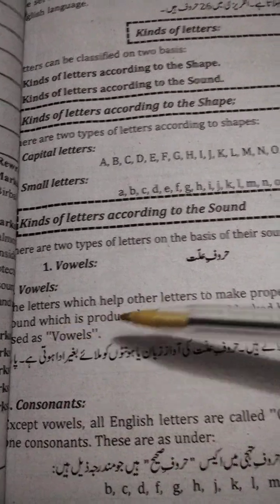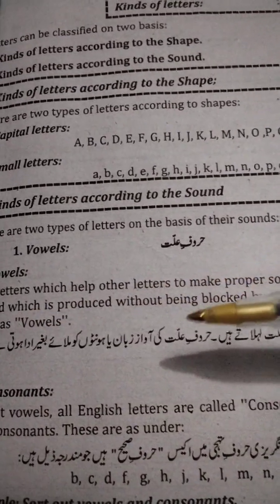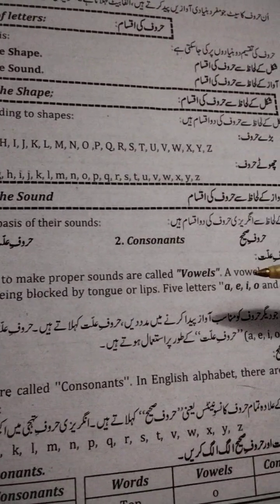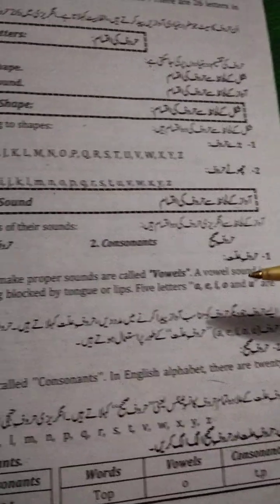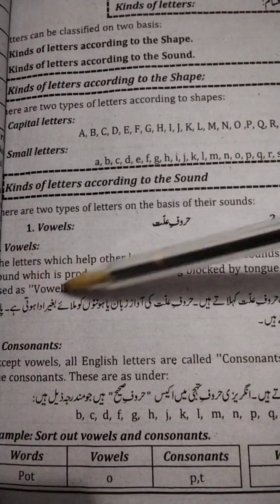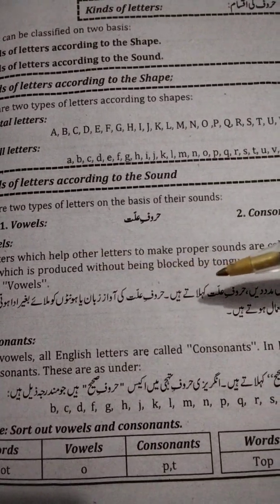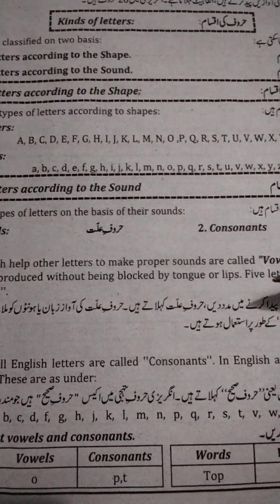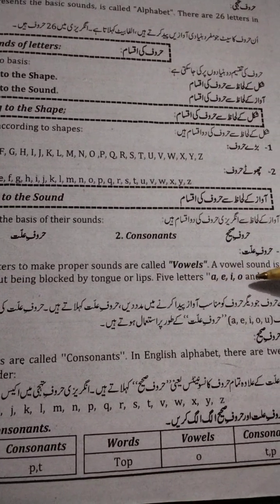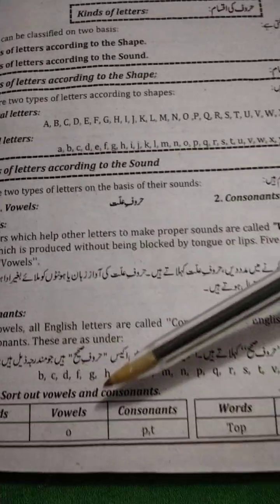Vowels. The letters which help other letters to make proper sounds are called vowels. A vowel sound is a sound which is produced without being blocked by the tongue or lips. The 5 letters A, E, I, O, U are vowels.